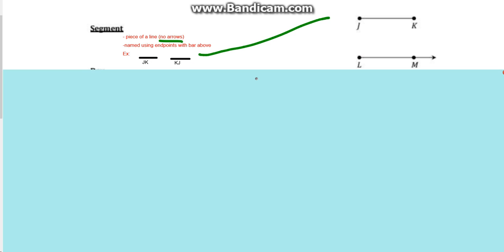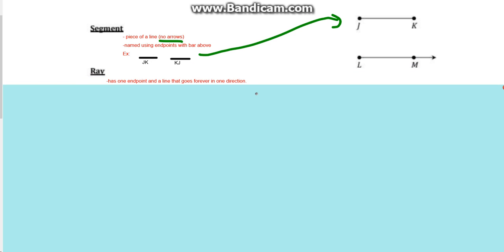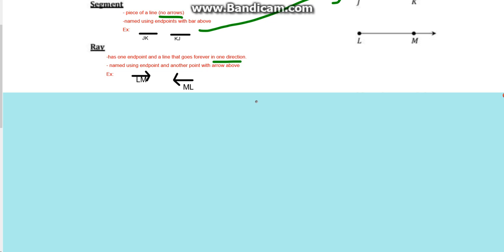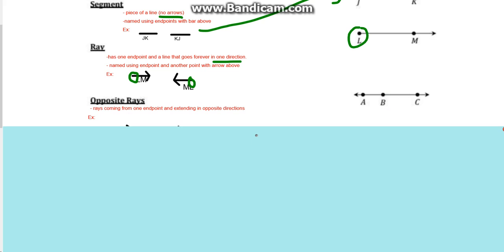And we're talking about that one right there. A ray has one endpoint and a line that goes forever in one direction. It's named using the endpoint and another point, with an arrow above. Example, ray LM. Notice L does not have an arrow, so L does not need an arrow. As it extends to M, that's where the arrow is, so M has an arrow. That's a ray.